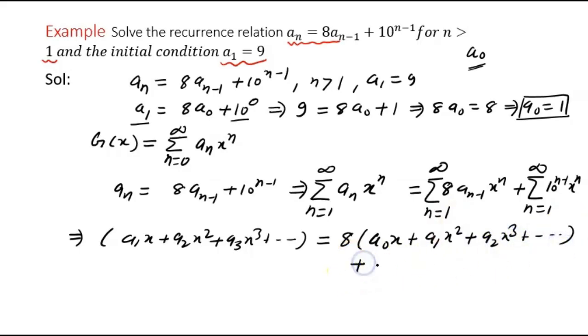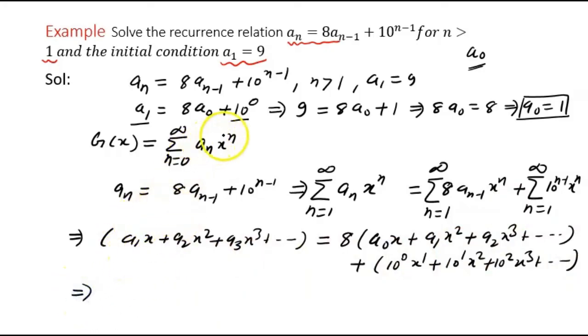And what will this term be? For n equal to 1, it will be 10 to the power 0 times x to the power 1, plus, for n equal to 2, 10 to the power 1 x square, then 10 to the power 2 x cube, and so on. I hope you are not getting confused with the expansion that I am writing.